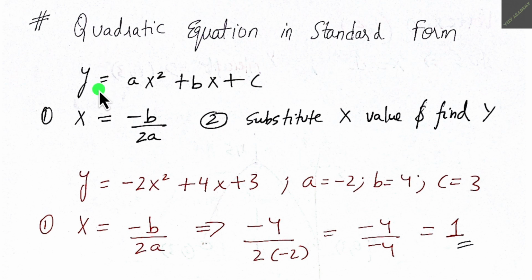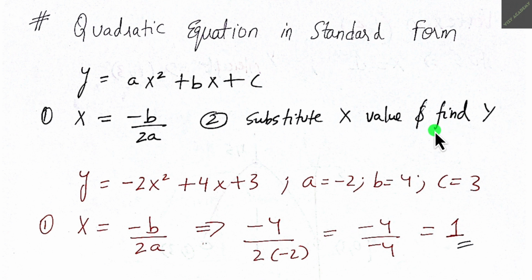The equation is given as y = ax² + bx + c. Again, if a is negative, the graph is opening downwards. If a is positive, the graph is opening upwards. The first step is to find the x coordinate of the vertex, which is given by x = negative b by 2a. Then we substitute this x value in the equation to get the y coordinate. This y coordinate is of the vertex, so (x, y) is basically the vertex coordinate.